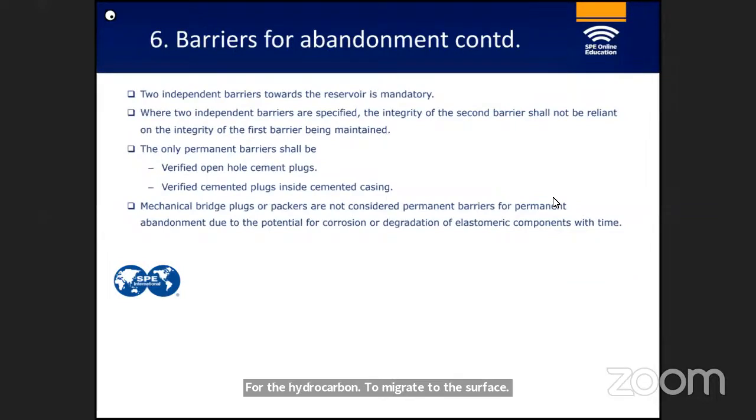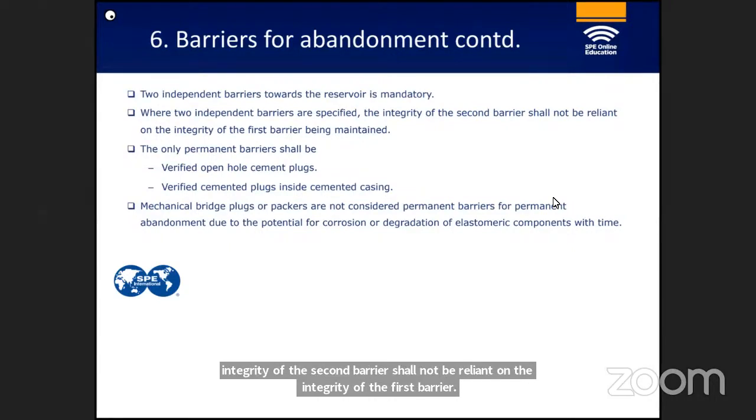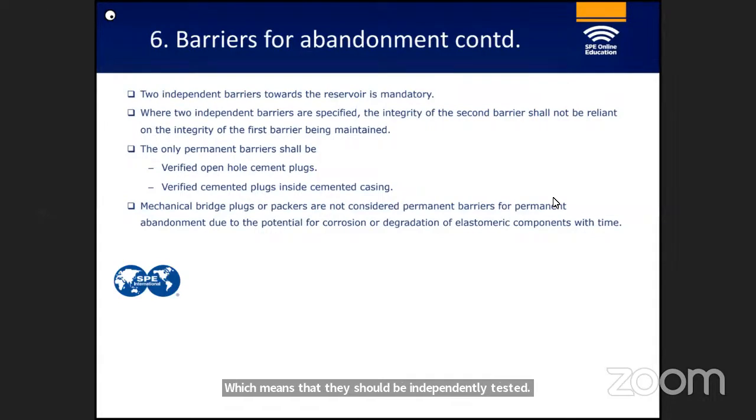There should be 2 independently tested barriers towards the reservoir, which is a mandatory requirement. Where 2 independent barriers are specified, the integrity of the second barrier shall not be reliant on the integrity of the first barrier, which means that they should be independently tested. The only permanent barrier shall be verified open hole cement plugs, or verified cement plugs inside the cased hole. By verified cement plug, it means that it has to be pressure tested.